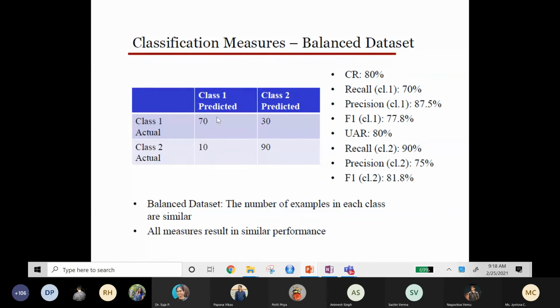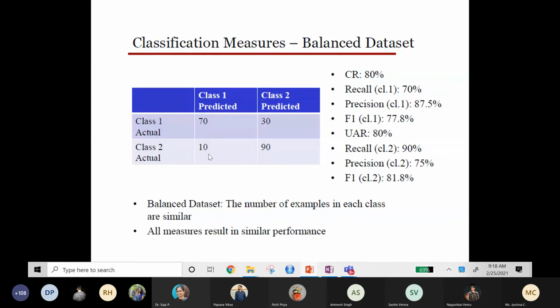That means this is a true positive. When you look at this as yes and this as no, we can tell this is true positive, this is true negative, and this will be false negative. That is actually yes, but you predicted no. So that will be false negative. So true positive 70 divided by 80.